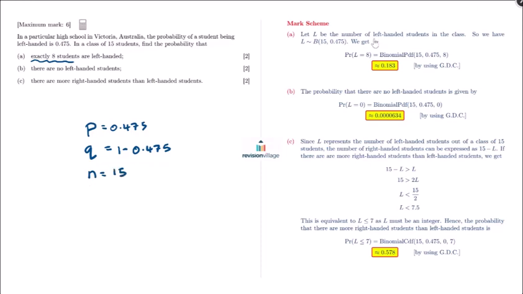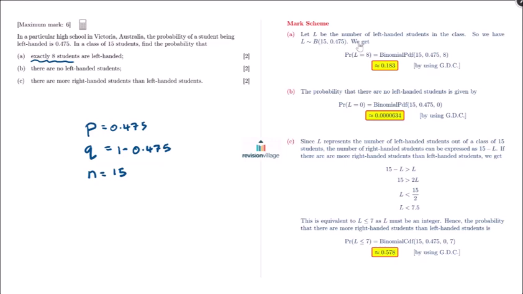Okay, so looking at the solution here, let L be the number of left-handed students in this class of 15. And this is the notation that reads, the number of left-handed students is distributed as a binomial distribution with 15 trials with a probability of success of 0.475. So that's all that this means here. That looks a little bit intimidating, but if you just read it out, that's essentially what it means.